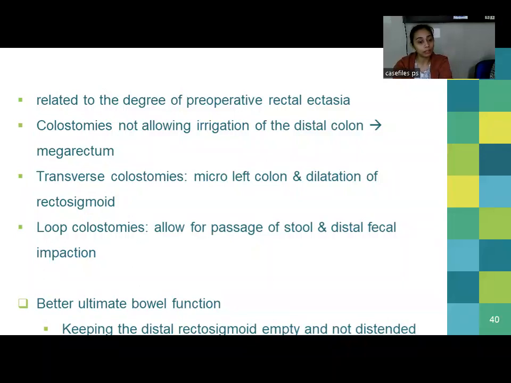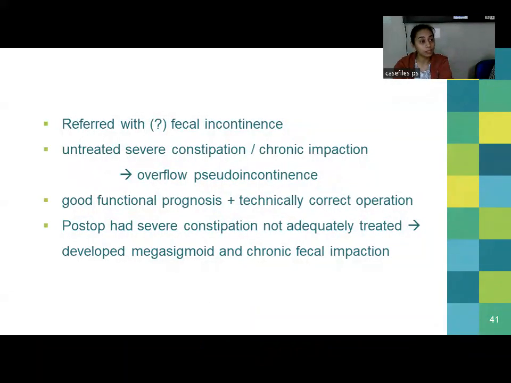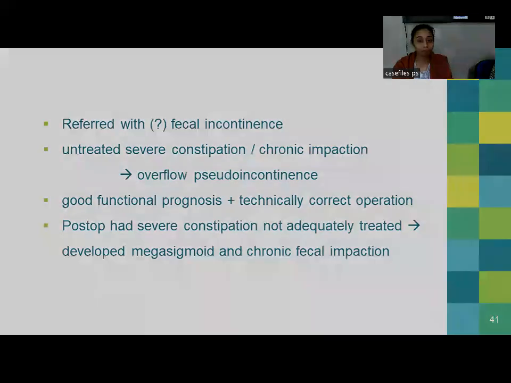To achieve a better ultimate bowel function, the distal rectosigmoid should be kept empty and should not be distended. Also, after definitive surgery, the stoma closure should be planned early. In patients who are referred with fecal incontinence especially, it could be a case of untreated severe constipation or chronic impaction leading to an overflow pseudo-incontinence. This is usually seen in a patient with good functional prognosis who has had a technically correct surgery, but postoperatively the constipation was not adequately treated. The child developed megasigmoid and chronic fecal impaction.